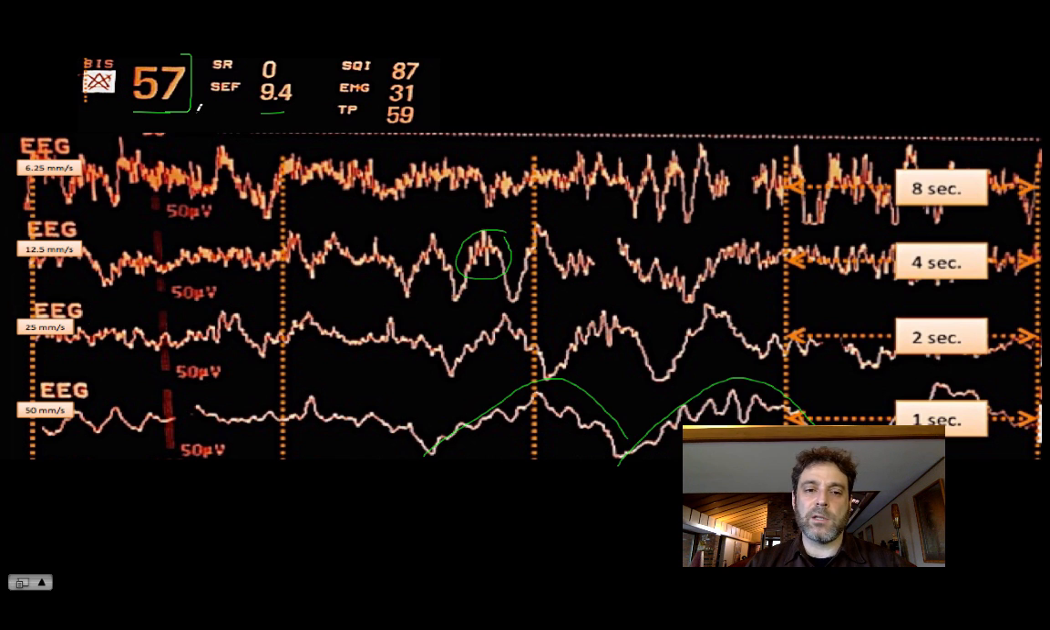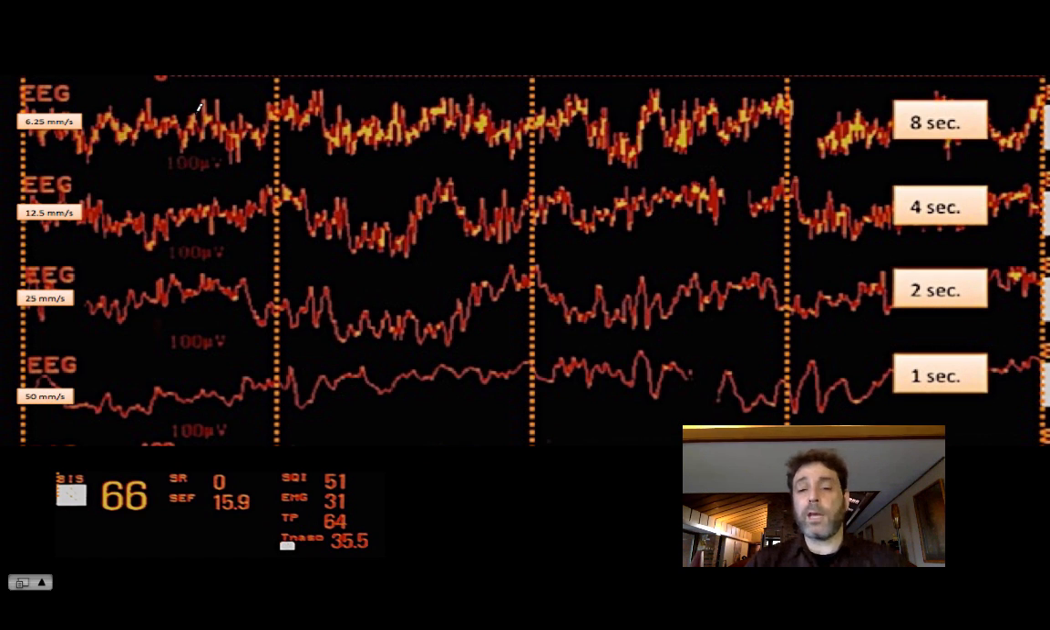There's no need to deepen general anesthesia. If anything, we might consider lightening general anesthesia. So too deep or adequate, I would agree with that. And then looking at this example, we have 4 waves, single channel at 4 sweep speeds. The spectral edge frequency is 15. The BIS is 66. The EMG is low.